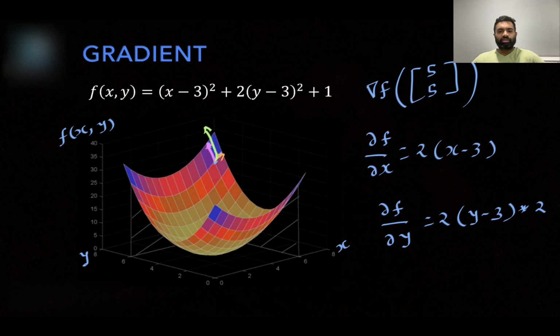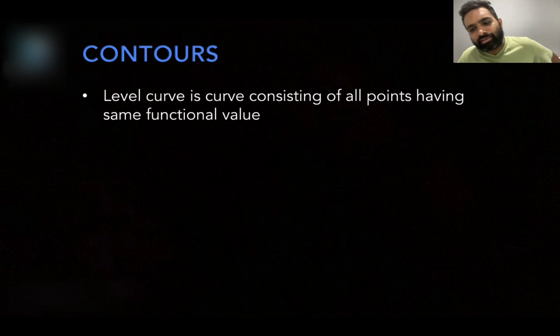So visually we can evaluate the gradient and find out the gradient of the function. There is one more nice interpretation of a gradient, which involves its relation with the contours of a function. So first let us define what a level curve is and what a contour is. A level curve is a curve consisting of all points having the same functional value.